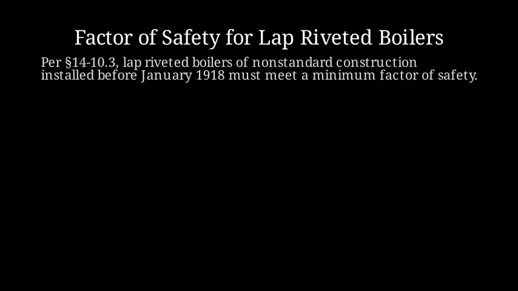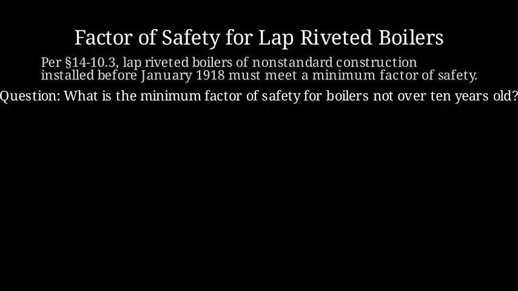Welcome! Today we are studying a code requirement from Section 14-10.3 describing the factor of safety for lap-riveted boilers. The rule states that the lowest factor of safety for fire tube, flue, and cylinder boilers of nonstandard construction installed before January 1918, whose longitudinal joints are lap-riveted, must be at least a certain number when the boilers are no older than 10 years. We want to know that minimum factor of safety for boilers not over 10 years old.